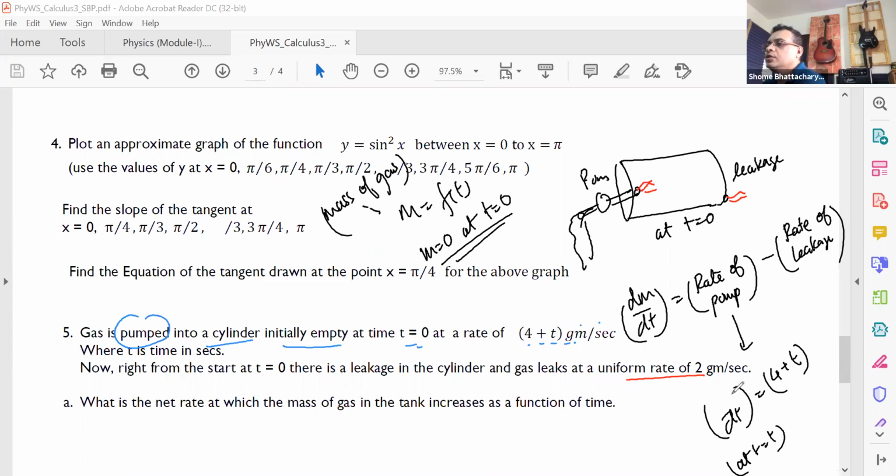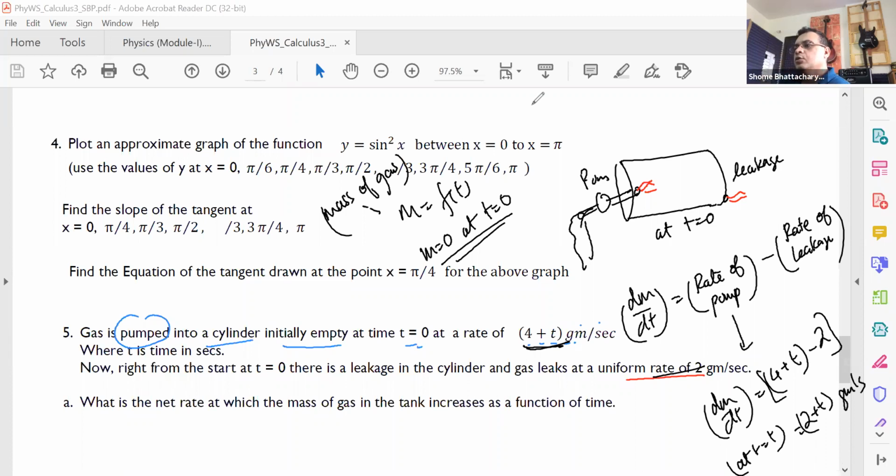So this is a variable quantity. So the instantaneous rate of change of mass is the rate at which the inflow is happening minus the rate at which the leakage or outflow is happening. So that is equal to 2 plus t in grams per second. This is the instantaneous value of dm by dt. So this part is clear, people?